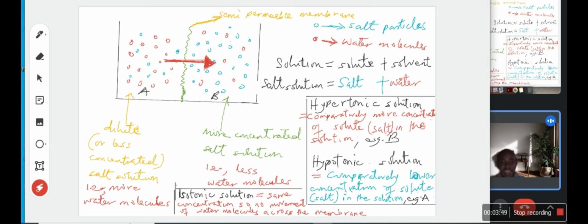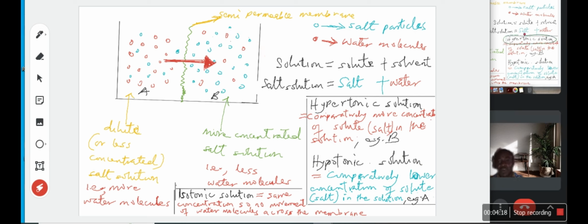Now A is the hypotonic. So read what I wrote about A. Hypotonic solution: comparatively lower concentration of solute in the solution. Example A. A has less solute, has less salt compared to B. So A with less salt, more water is the hypotonic solution to B. And B with more salt, less water is the hypertonic solution.